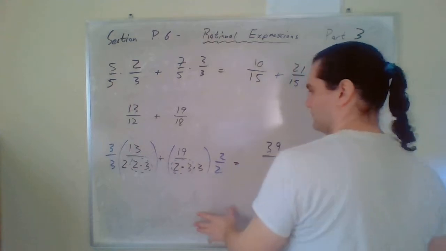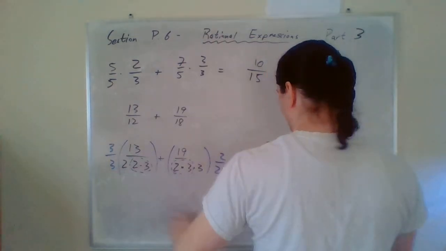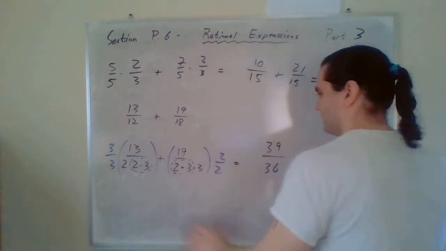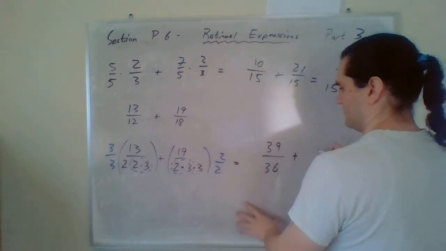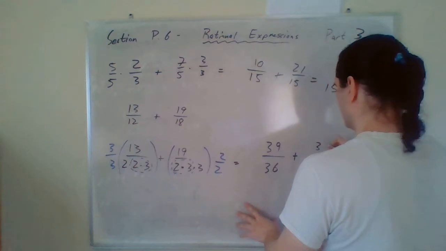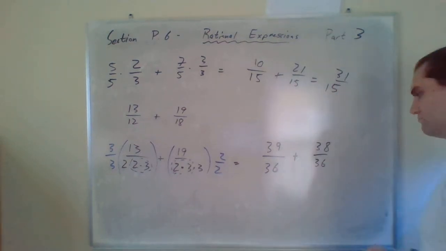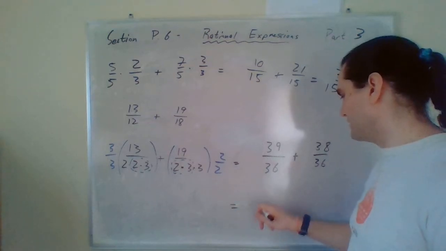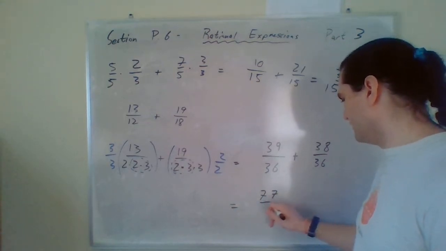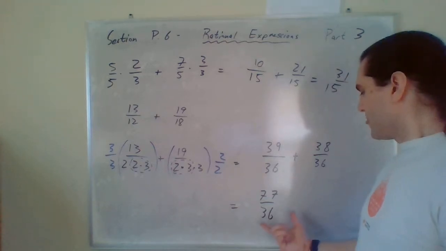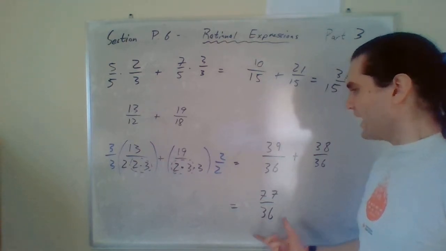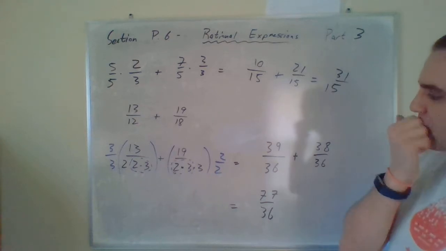So this would give me 39 over 4 times 9 is 36. 39/36 plus 38/36. And if you add those together, you should get 77/36.